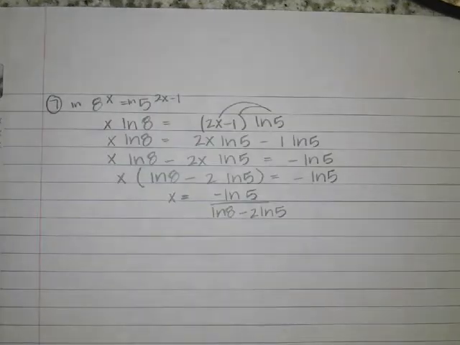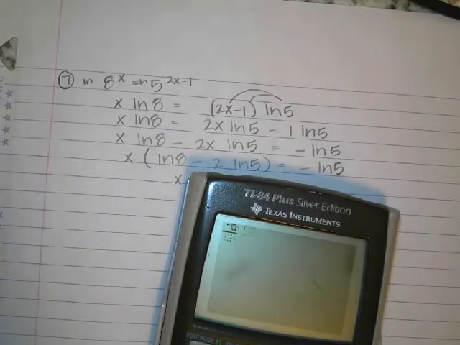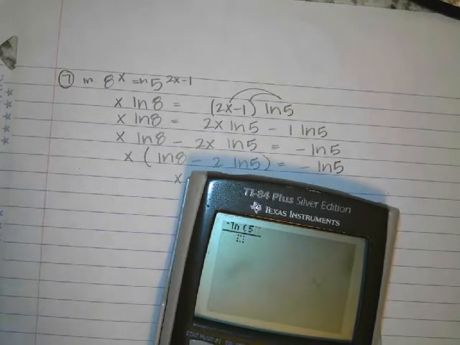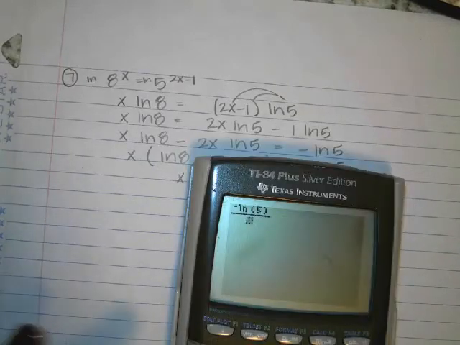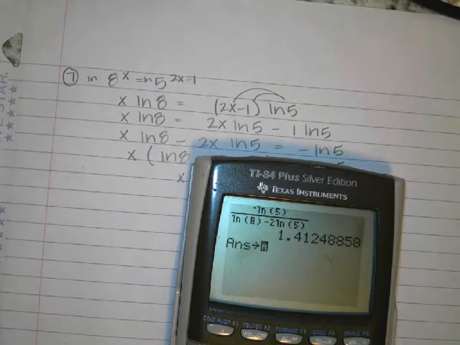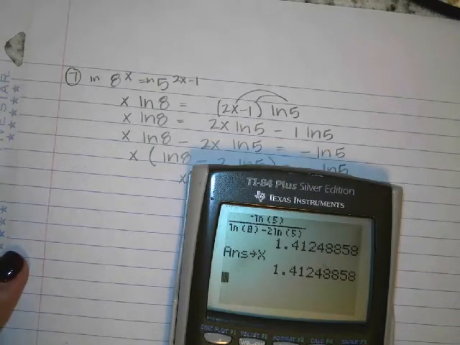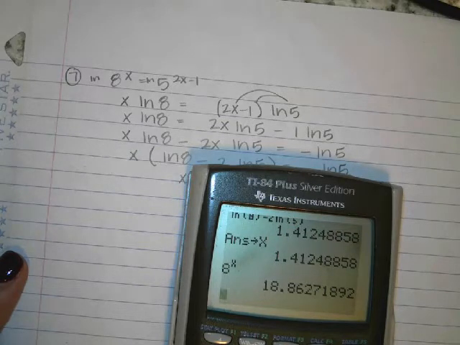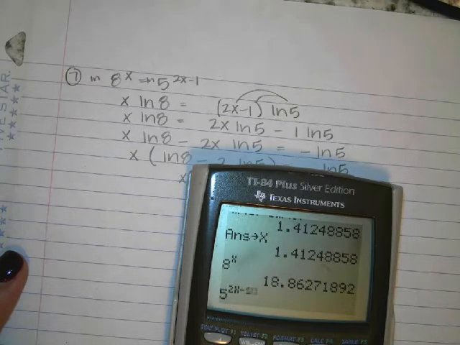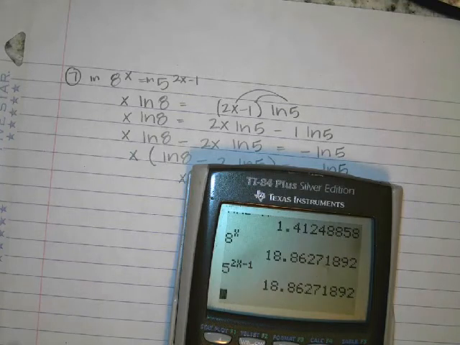And here it was an exponential equation that we were dealing with originally, so I don't have to worry about extraneous solutions. But since these answers are so funky, it's a good idea to just check them, make sure you got it right. So negative ln 5 over (ln 8 minus 2 ln 5). I'm going to store that as x, and then I'll go ahead and type 8 to the x. And make sure that decimal matches 5 to the 2x minus 1. And it does, and so that means I got it right.